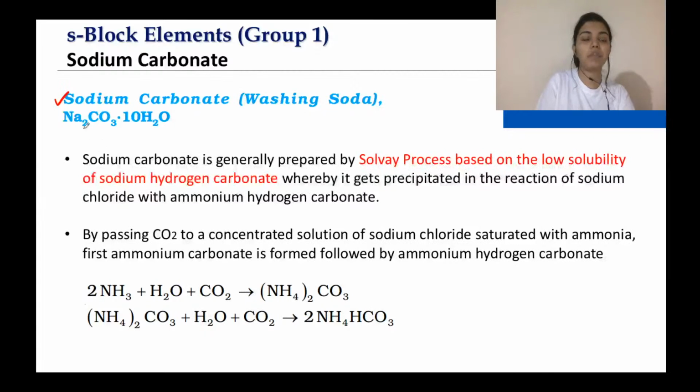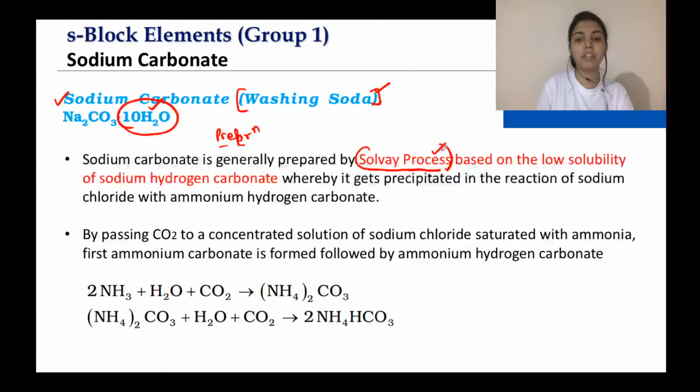Sodium carbonate's molecular formula is Na2CO3, which is associated with 10 water molecules, right? And its common name is washing soda. Now talking about the preparation of sodium carbonate, it is prepared by the Solvay process. The Solvay process is based on the low solubility of sodium bicarbonate. Due to its low solubility, it gets precipitated, and it is basically made with the reaction of sodium chloride with ammonium hydrogen carbonate. So first we will learn the process here.